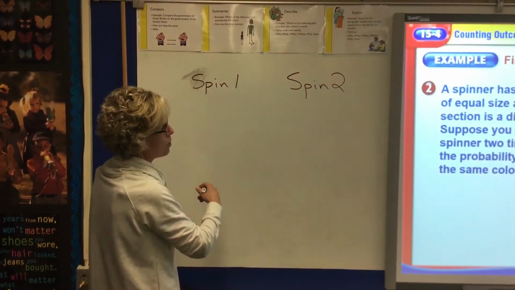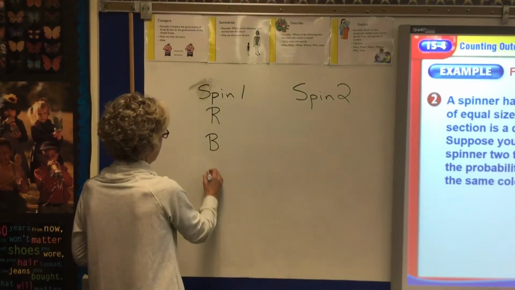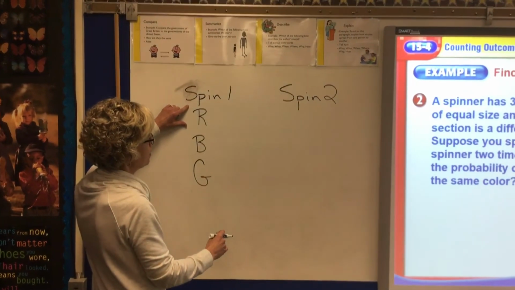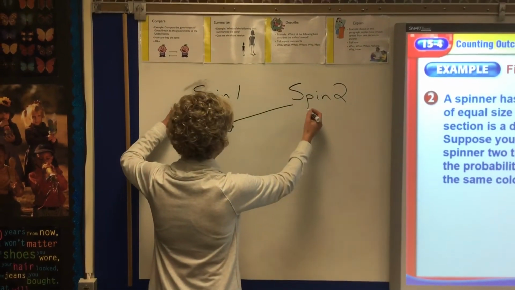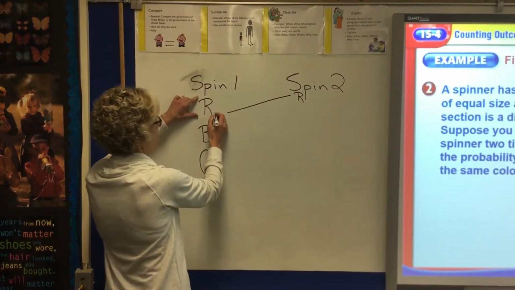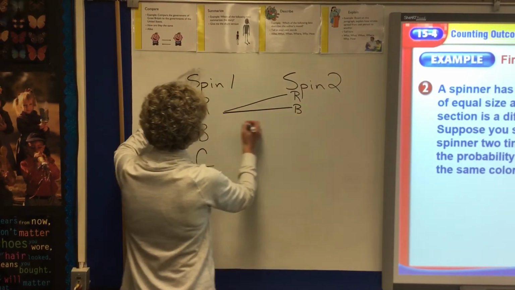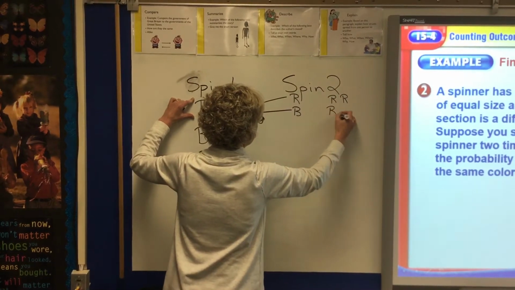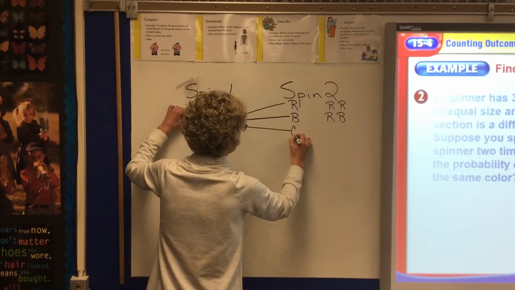Okay, the first time that you'd spin it, you'd have a red, a blue, and a green. So if you spun the first spinner once, then a possible outcome of that would be, again, red. You could do red on the second spinner. If you spin red again, then another outcome might be blue. So you would have red, red, red, blue, okay, and then red, green.